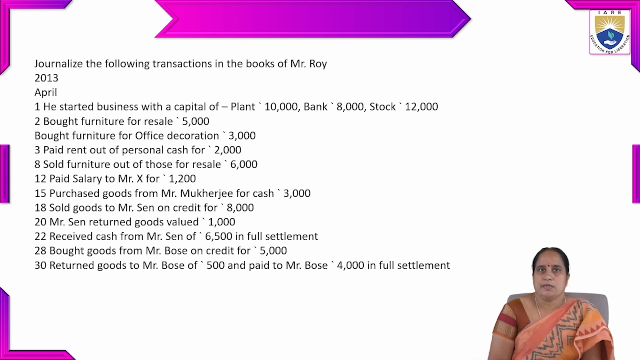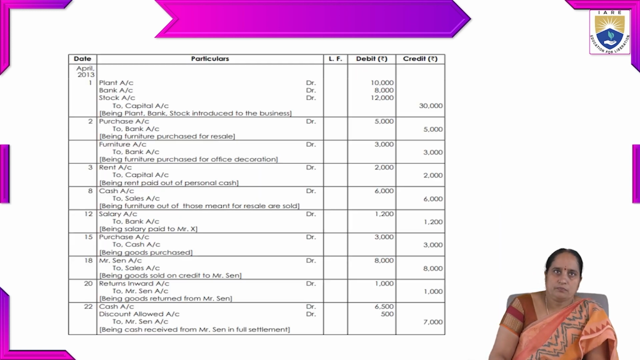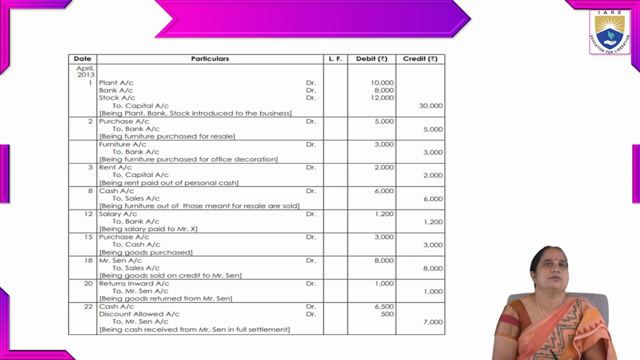On 28th April, bought goods from Mr. Bose on credit for 5,000 rupees and on 30th returned goods to Mr. Bose of 500 and paid to Mr. Bose 4,000 in full settlement. So these are the available transactions. Now we'll see how to enter into the journal.